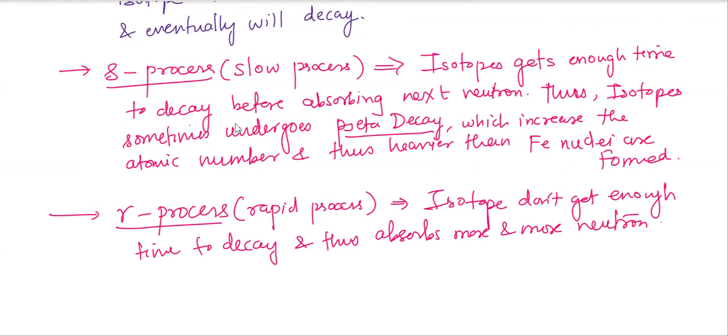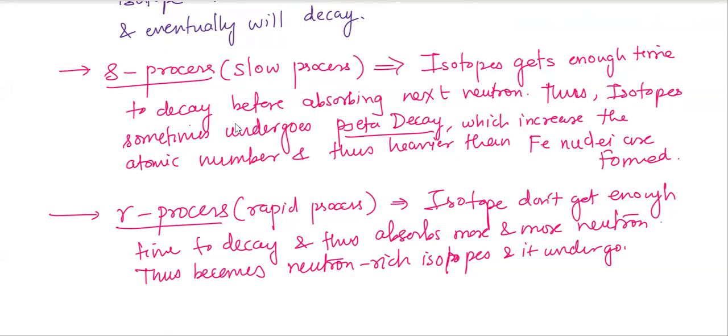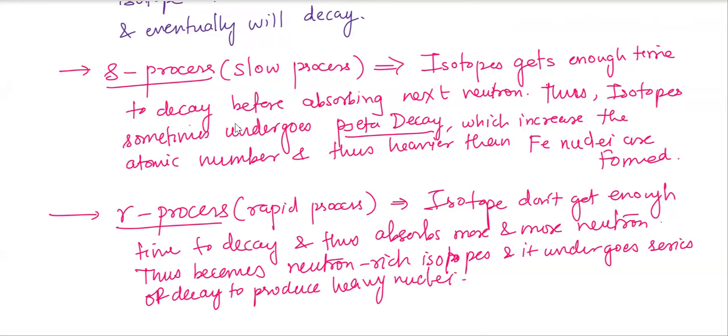Okay, as it absorbs, it becomes heavy. Thus, it becomes a neutron-rich isotope, and then it undergoes a series of decays to produce heavy nuclei. Okay, so this is the R process.